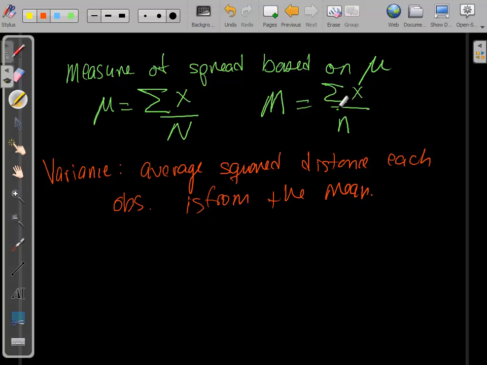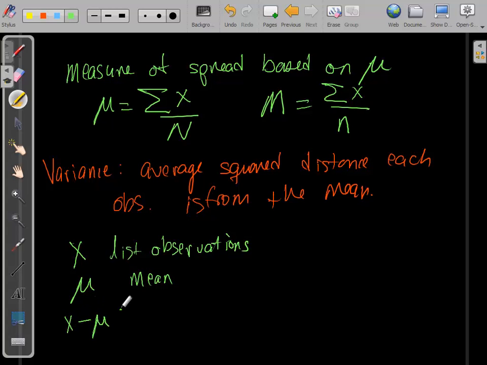Okay, so real quick, let's think about this. If I have a set of observations x, this is my list of observations, I can compute my mean, mu, so this is the mean. Okay, and I want to know how far away each observation is from the mean, right? So if I can look at how far on average each observation is away from the mean, that'll give me a sense of the spread of the data set. So what we can do is look at what we call the deviation, which is the difference between each observation and the mean. This is called the deviation.